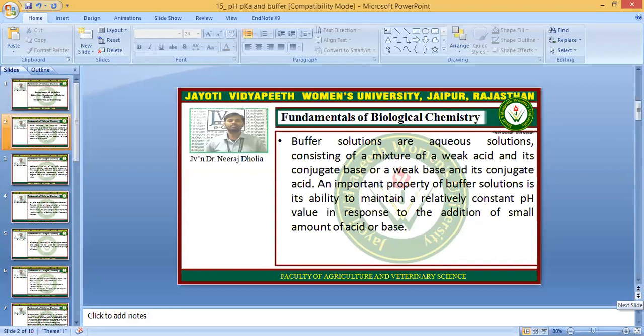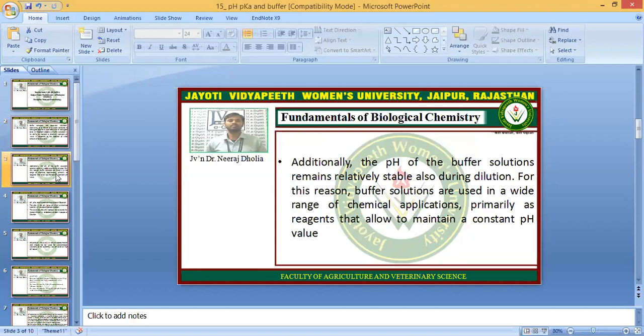Buffer solutions are aqueous solutions consisting of a mixture of a weak acid and its conjugate base, or a weak base and its conjugate acid. An important property of a buffer solution is its ability to maintain a relatively constant pH value in response to the addition of a small amount of acid or base. So what a buffer does is, if you add some acid or some base to a solution and a buffer is already present there, it will resist the change in the pH of the solution.